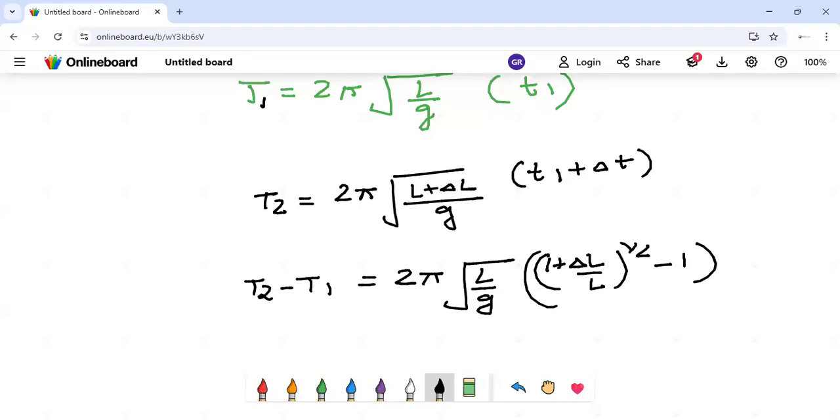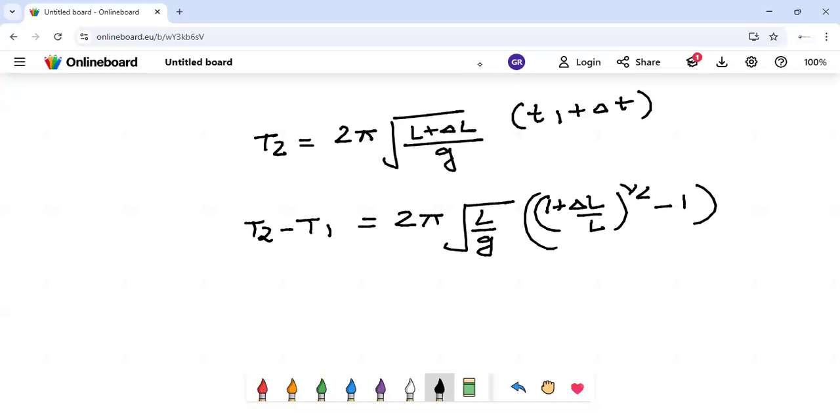Is this clear to everyone what I have written? I have actually subtracted these two and taken 2 pi under root L by G as common. Here L was there, so delta L by L we have to write, because there was no L here, but we are taking it common from everything. So actually, this is delta T, and this is our original time period. So change in time period equals T times (1 plus delta L by L) power 1 by 2 minus 1.